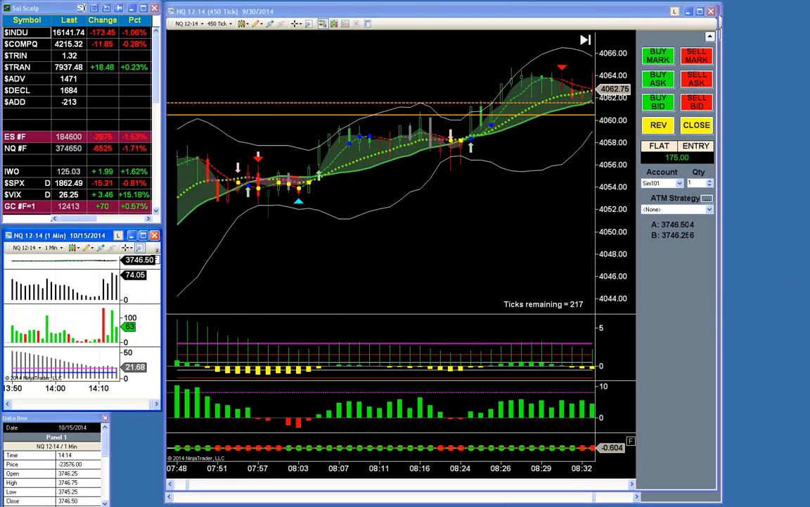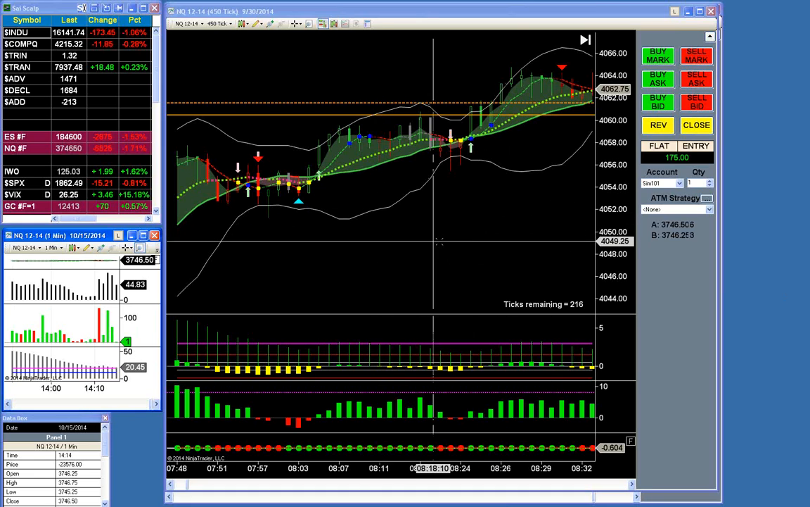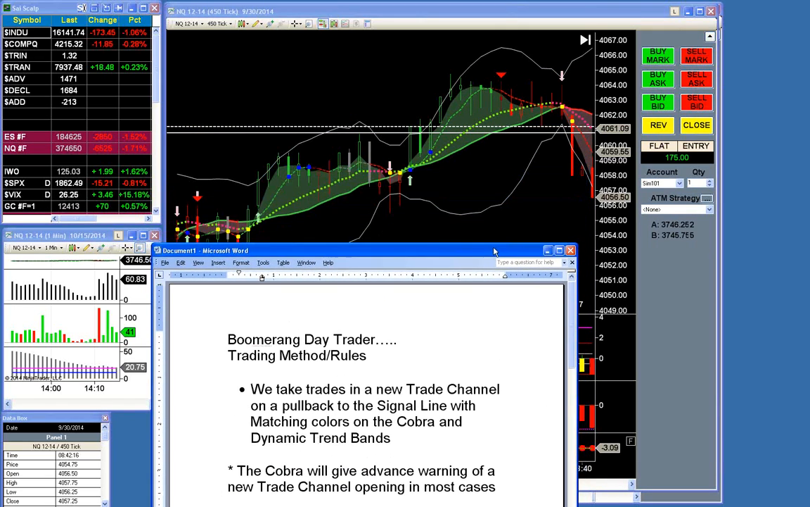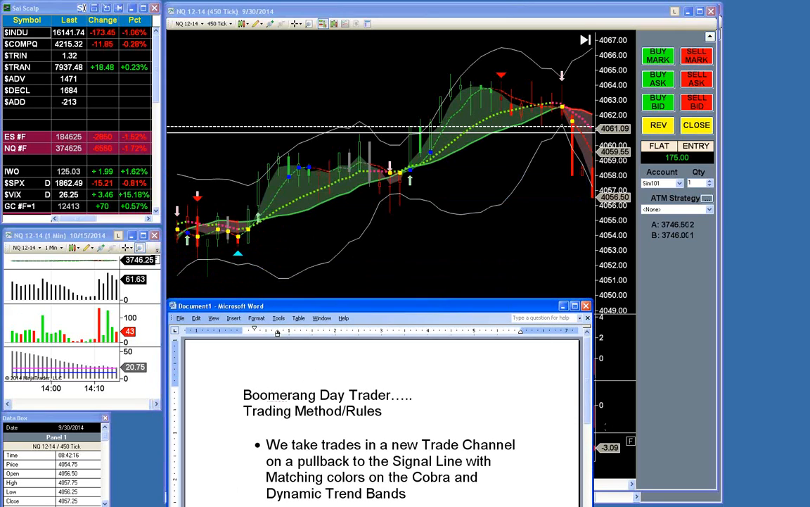So with that in mind, that covers everything here. Those are the methods for trading with Boomerang Day Trader. And let me just review this once more. And if you want a copy of this PDF, I've got to add some chart samples, and then I'll have it ready. I can send it out to you.